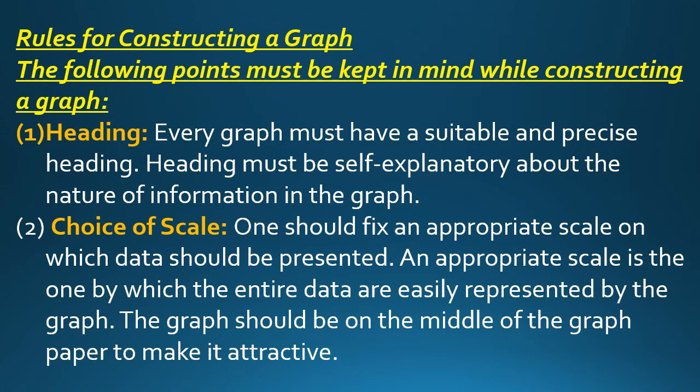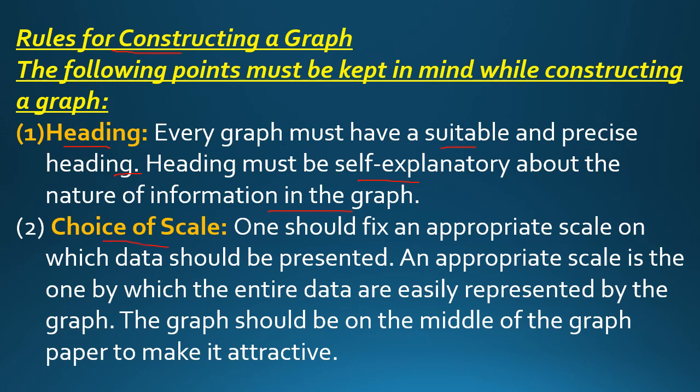Now, have a look at the rules for constructing a graph. These are some rules which you have to keep in mind while constructing a graph. The first thing is heading. There must be a heading on the top of the graph. Suppose the graph is based on the monthly production of a factory. Then above your graph, write the heading monthly production of factory. Every graph must have a suitable and precise heading. The heading must be self-explanatory about the nature of information in the graph. It should explain what kind of information you are going to give through your graph.